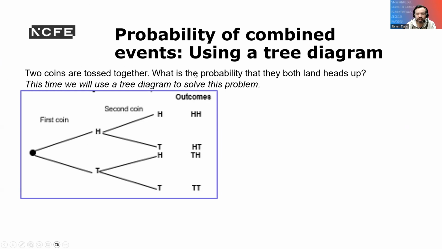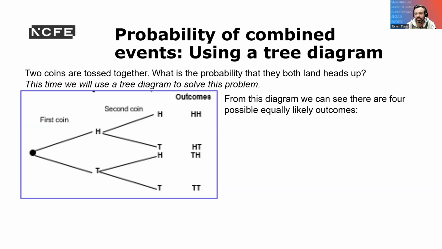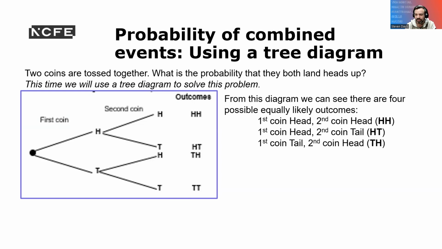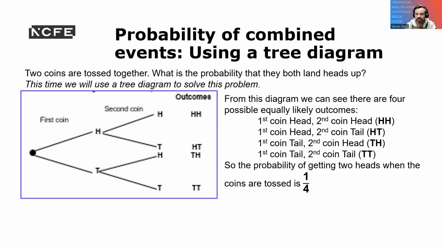So the coins are tossed together. This is the probability that both land heads up. This time we'll use the tree diagram to solve the problem. So the first coin can go heads, the second coin can go heads or tails. Outcome head, head; outcome head, tail. If the first coin lands tails, it can come as tail, head or tail, tail. Does that make sense? So we're showing the probability of the coins being tossed there. From the diagram, we can see there are 4 equally likely outcomes: head, head, head, tail, tail, head, tail, tail. So again, showing a 1 in 4 chance.